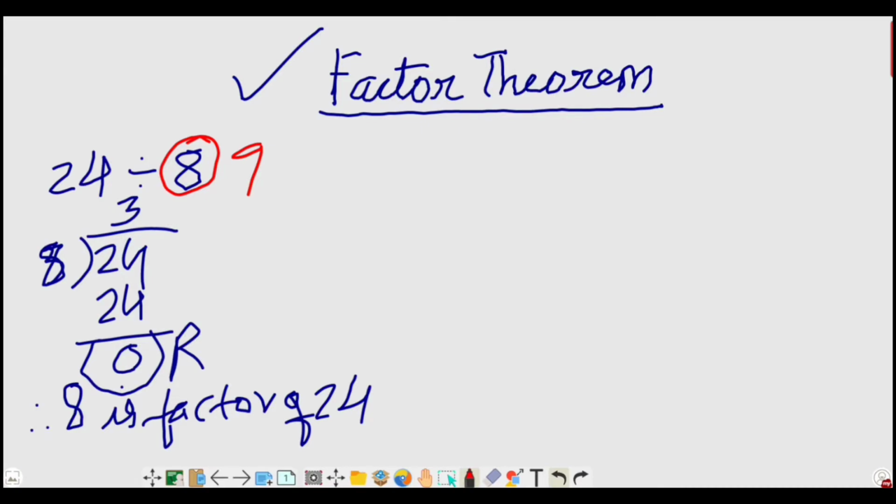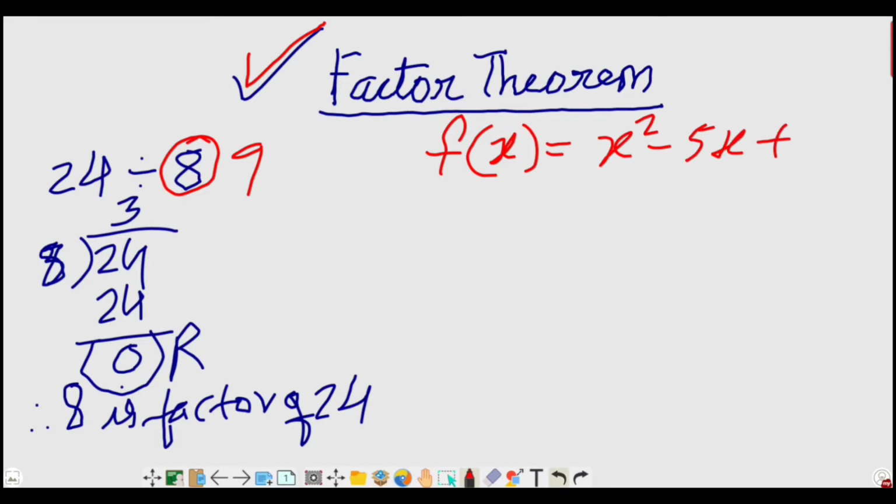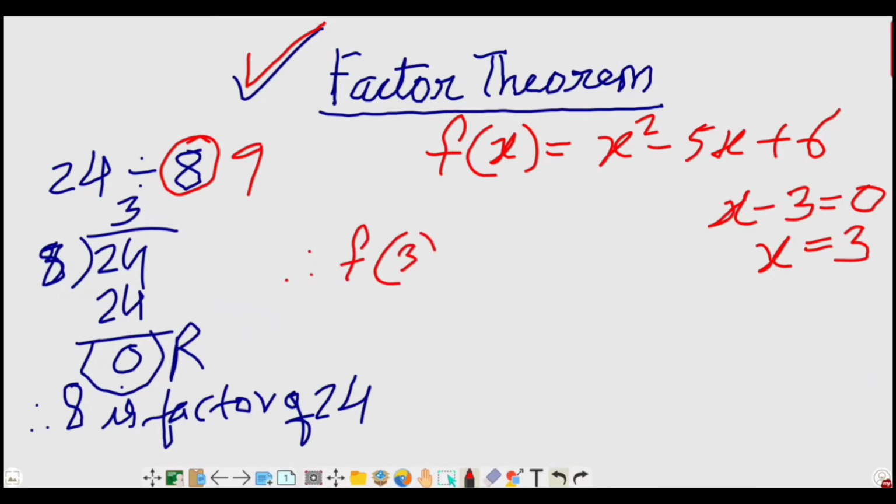Same concept we are applying in the factor theorem. For example, if my polynomial is x square minus 5x plus 6, and my binomial is, suppose, x minus 3, then my value of x will be 3. Now according to the remainder theorem, I can easily calculate the remainder by finding out f of 3, as we have done earlier.